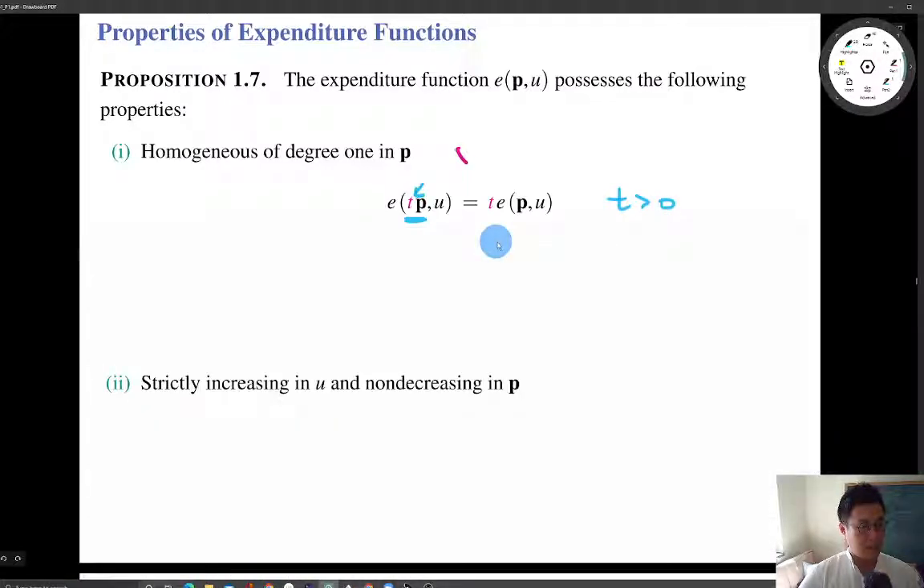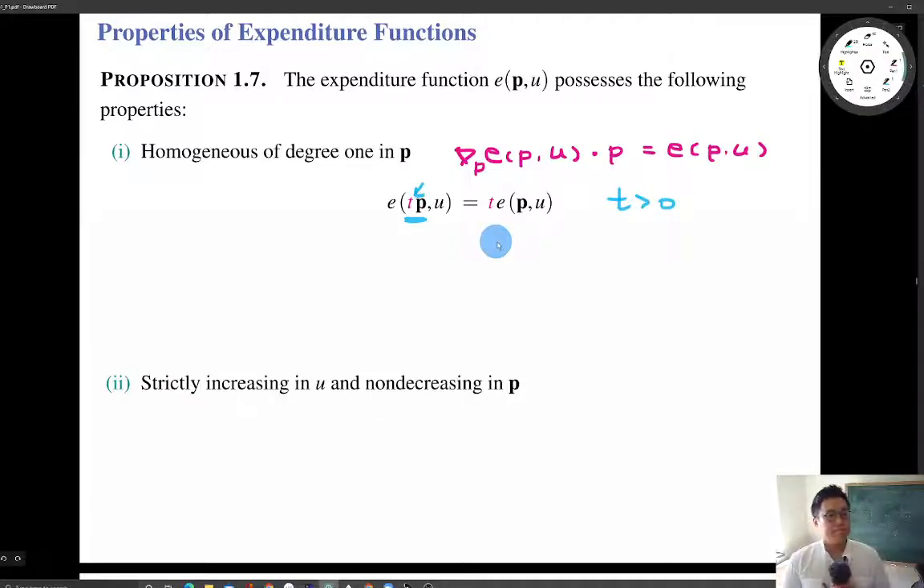Gradient of E with respect to P, times P, that gives us the original expenditure function. All right, cool. So why is the expenditure function homogeneous of degree 1 in the price vector?